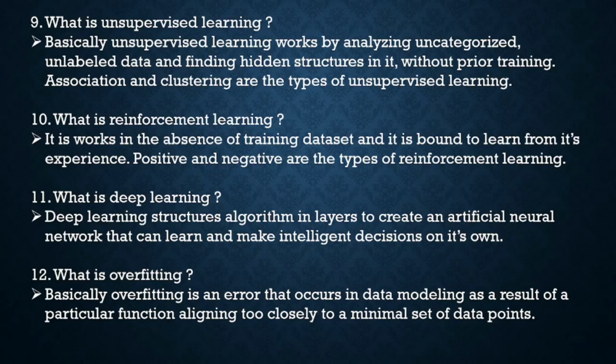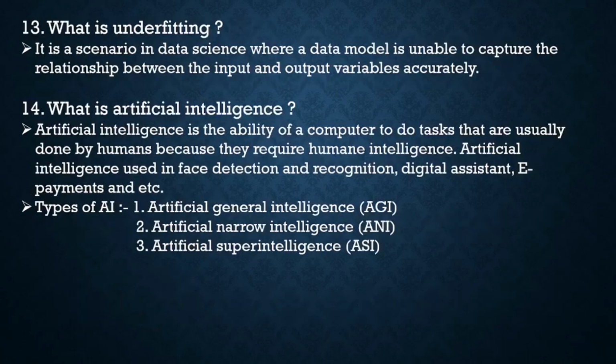Question number 12. What is overfitting? Basically, overfitting is an error that occurs in data modeling as a result of a particular function aligning too closely to a minimal set of data points. Question number 13. What is underfitting? It is a scenario in data science where a data model is unable to capture the relationship between the input and output variables accurately.